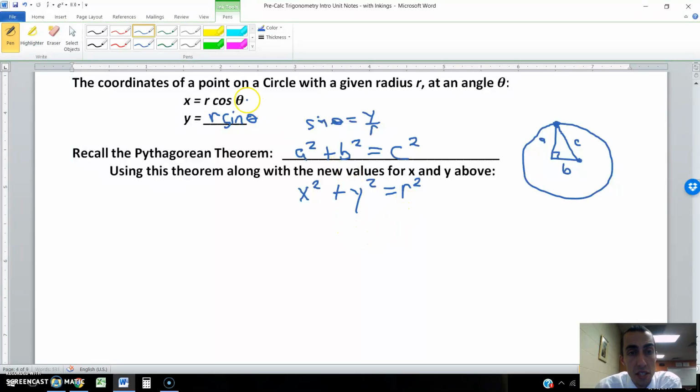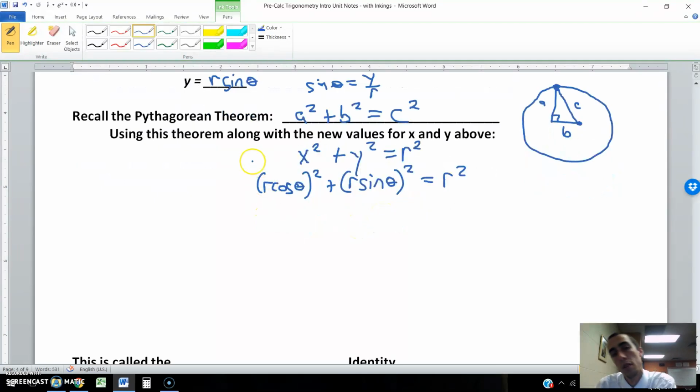Now, let's use these 2 formulas, these 2 definitions of the x value and the y value. Substituting in place of that x, we have r cosine of theta, squared. Do the same thing with that y. Plug r sine theta in place of y. Next, we'll square r times cosine theta. That would be r squared times cosine of theta squared.